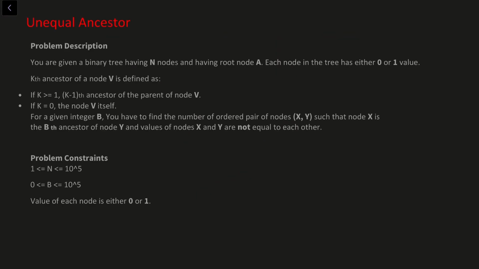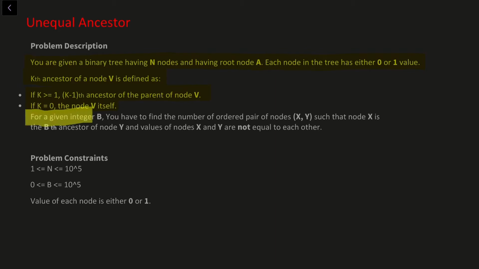The first question is Kth ancestor, and the problem description states that you are given a binary tree having n nodes and having root node A. Each node in the tree has either 0 or 1 value. Kth ancestor of a node V is defined as: if k is greater than or equal to 1, then the k minus 1th ancestor of the parent of node V, and if k equal to 0, then the node V itself.